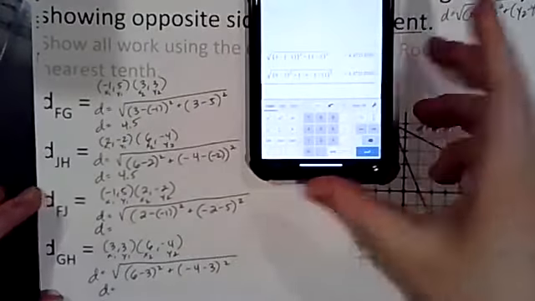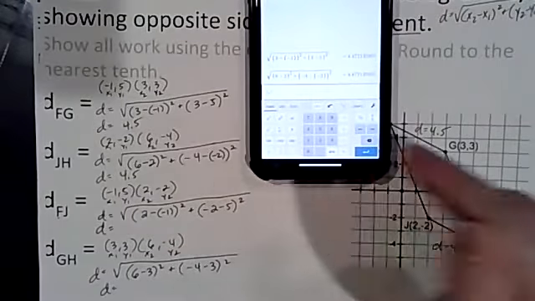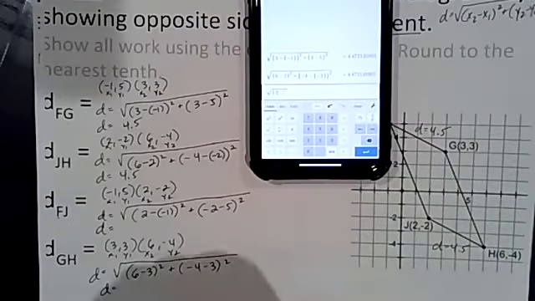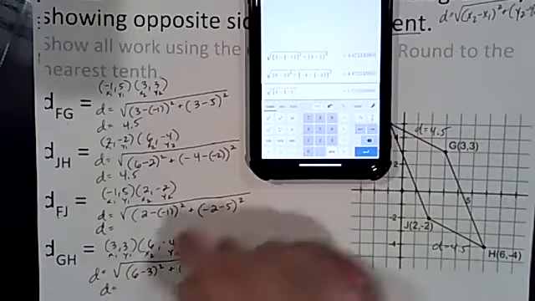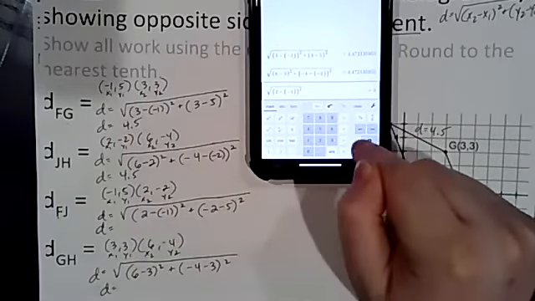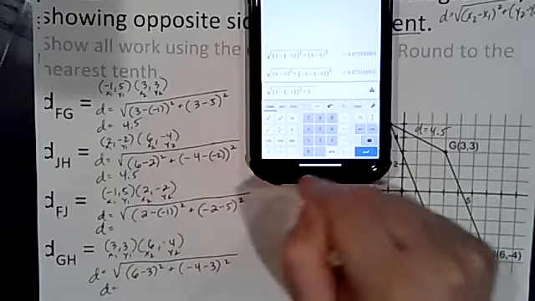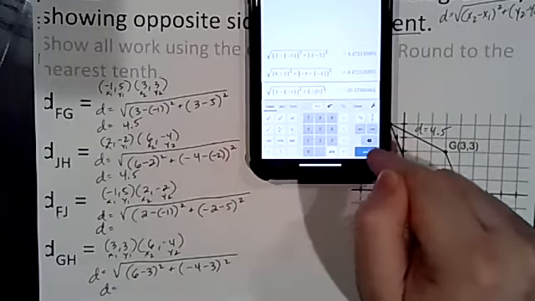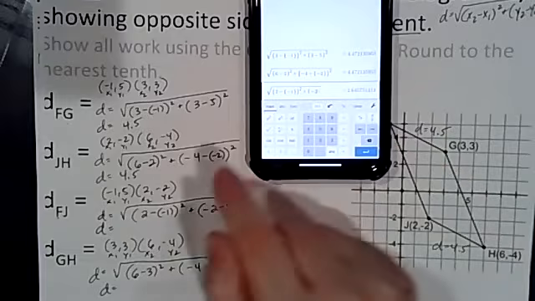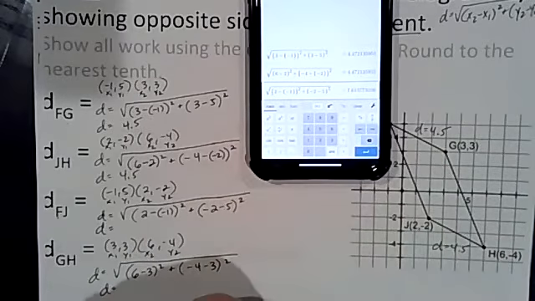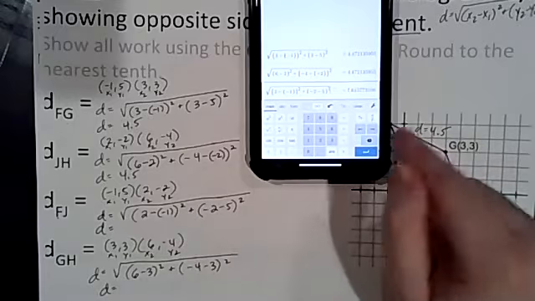Opening up my Desmos app. Doing this again. Square root of parentheses 2 minus, putting that parentheses again because we're substituting in that -1, close it twice, squared, okay, plus -2 minus 5 squared. That is not correct. -2 minus 5. And there we go. So that's for F to J.